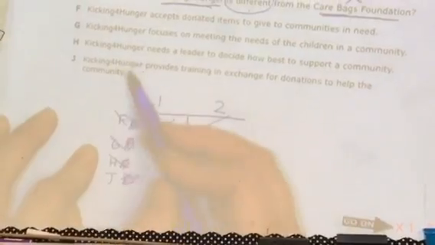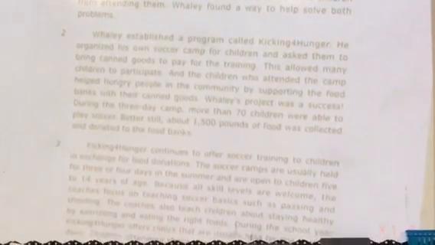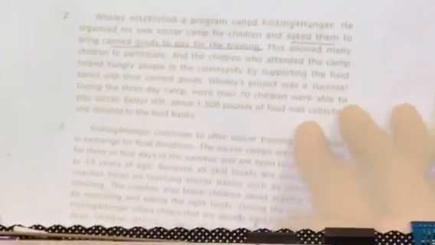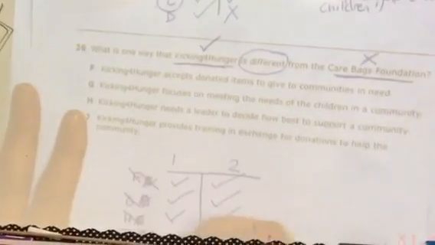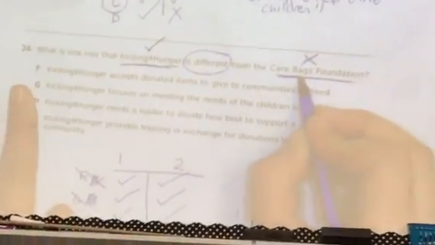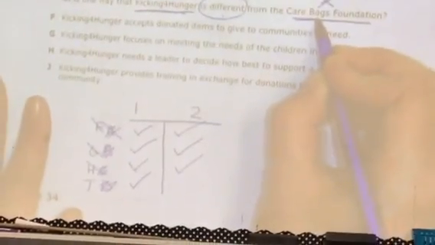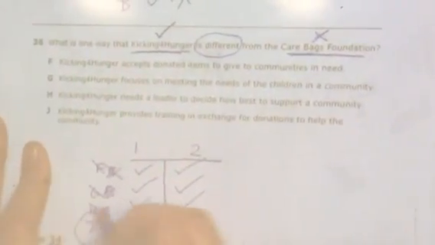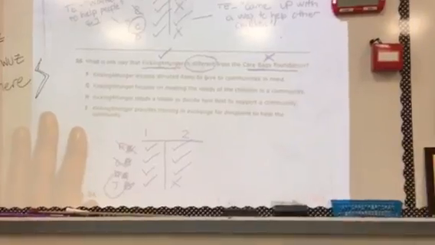Let me just double check that. Kicking for Hunger provides training, and asks them to bring canned goods to pay for the training. There we go. There's my text evidence. I know that that's true for Kicking for Hunger, but I know that the CareBags Foundation only asks people for donations. They don't get any training. They just give things to donate to kids. So that's an X. I have my check. I have my X. And boom. That's how you read like a champion.